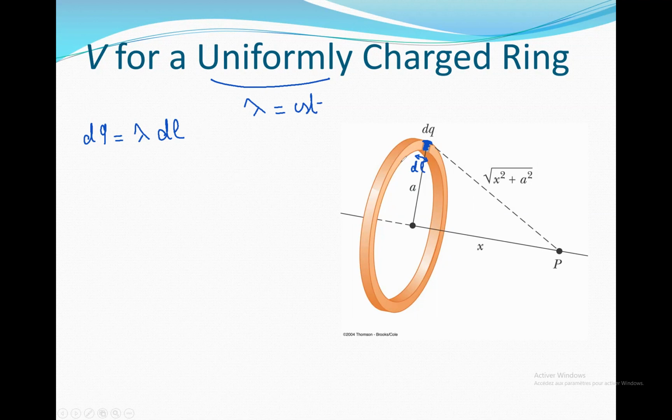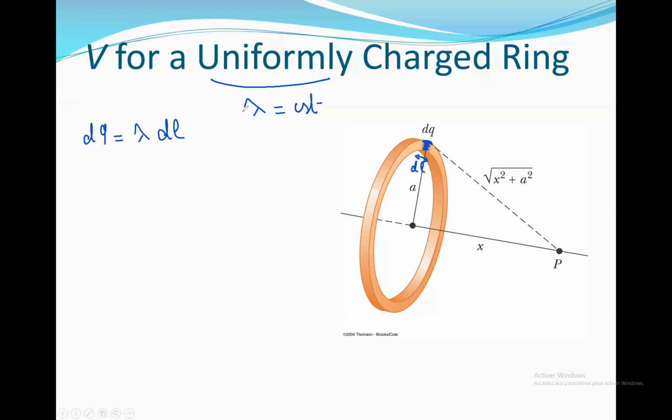I want to calculate the total electric potential created by this ring at the point P. P is located on the axis of this ring, as you see. The ring has a radius A. And okay, first of all, what we do here, I take a small portion dq with a length dl. Second, I draw the distance between dq and the point P. You know the distance here equals radical x squared plus A square.